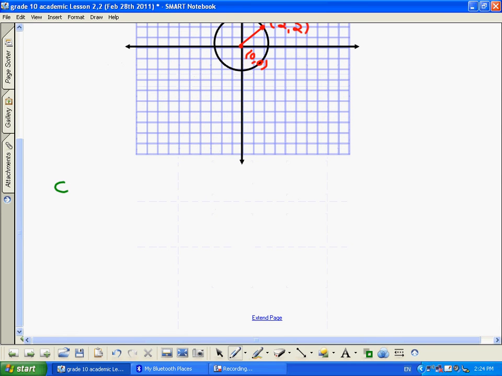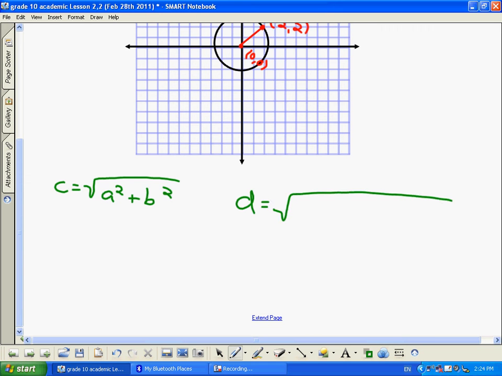First, we'll do the Pythagorean theorem, a squared plus b squared equals c squared. And we'll do distance is equal to the square root of x2 minus x1 squared plus y2 minus y1 squared. When we do the distance formula, it always helps to write the coordinates somewhere close by, so we can decide which is which. We'll call A the origin and B the point on the outside of the circle. A is at 0, 0. B is at 2, 2.